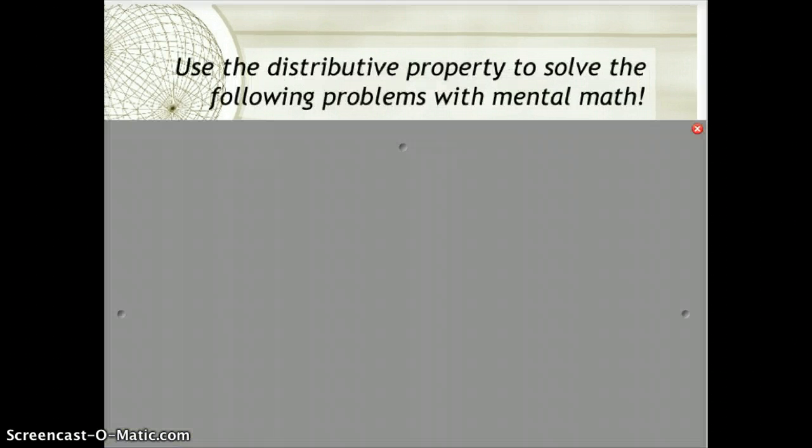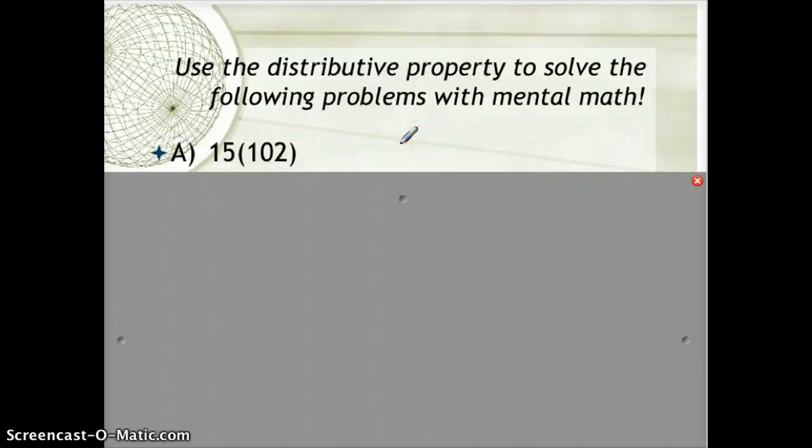This comes in really handy when you want to solve some problems with mental math. If I ask you to solve a problem like 15 times 102, and you were doing that in your head, you might not know, but you are probably using the distributive property when you solve it. Go ahead and try it and see if you are. So if I ask you to do it in your head, just solve that on your own.